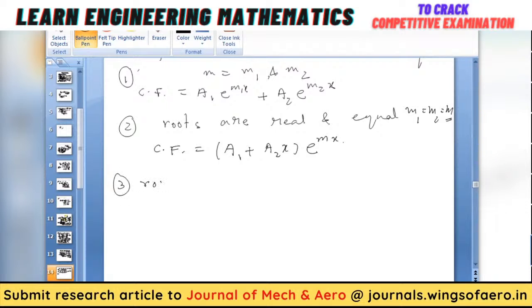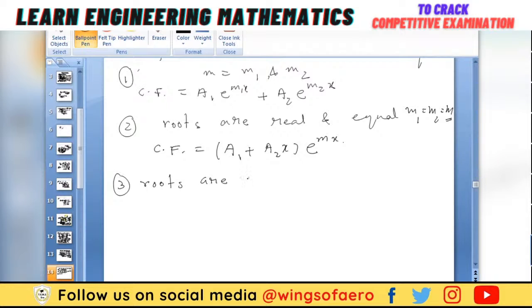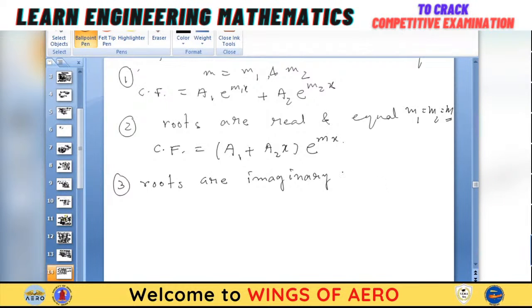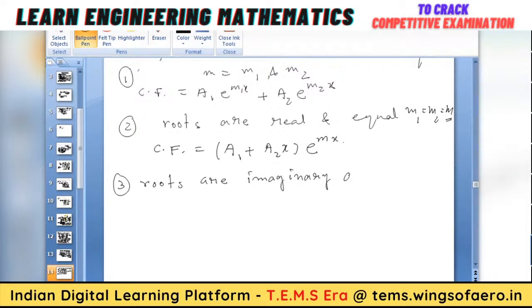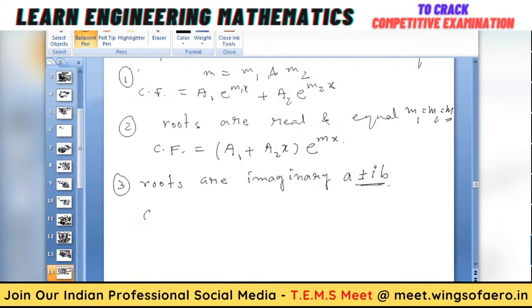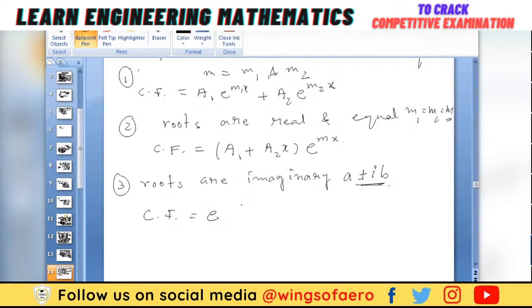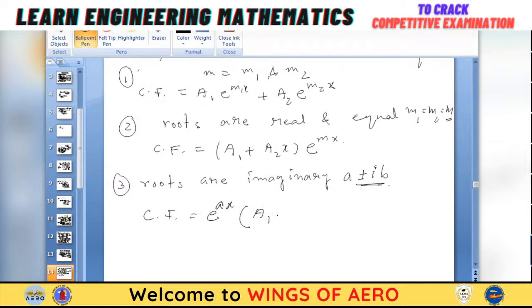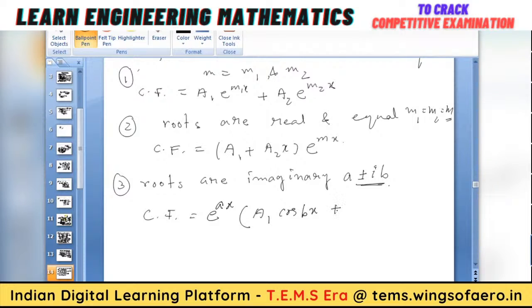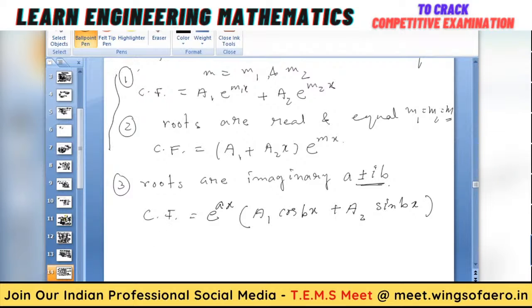Third, if the roots are imaginary. And how can an imaginary root occur? Always in the form a plus minus ib, a plus minus iota b. Then the CF or solution is equal to e to the power ax into (a1 cos bx plus a2 sin bx). These three forms you have to remember.